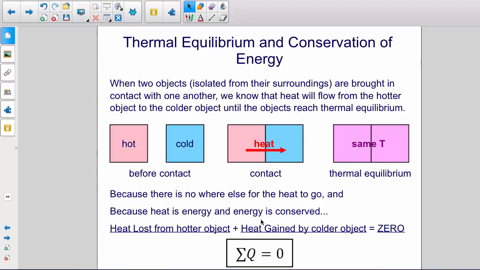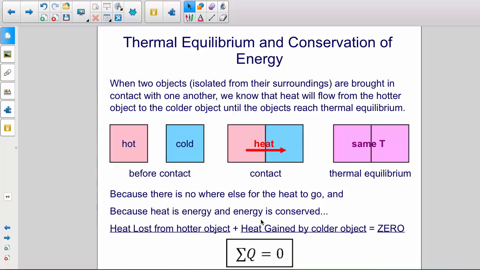Let's look at the relationship between thermal equilibrium and conservation of energy. Let's consider two objects. They are completely isolated from their surroundings, meaning that as long as they are separated from each other, they will maintain their temperatures. The hot one will stay just as hot and the cold one will stay just as cold.